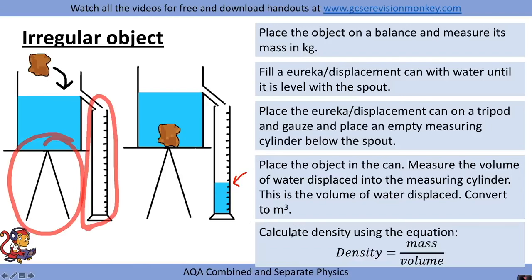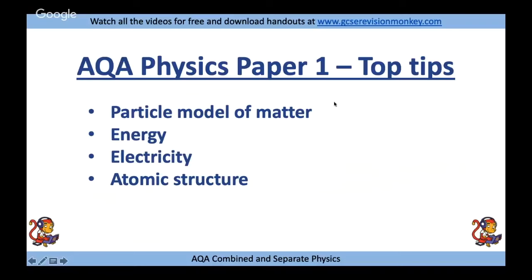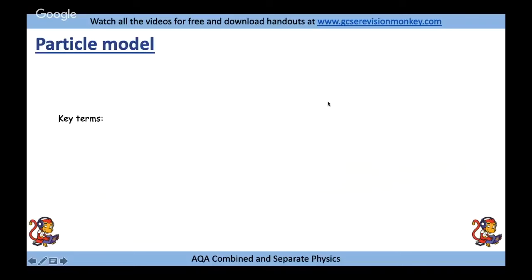So then we can put our mass into our equation, divide it by our volume, and we will therefore be able to calculate the density in kilograms per meters cubed of the irregular object. Okay, let's have a look at some of our top tips then for the content that's coming up.